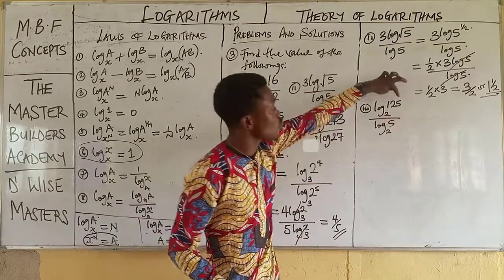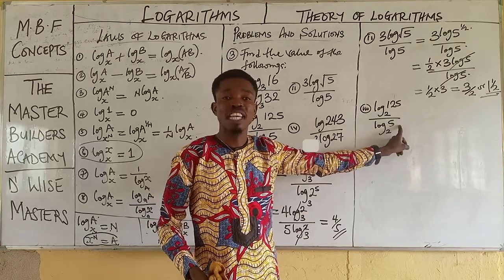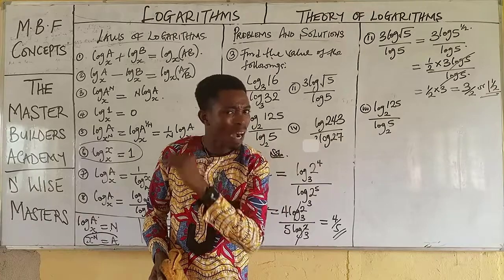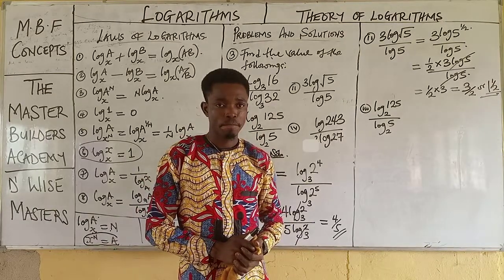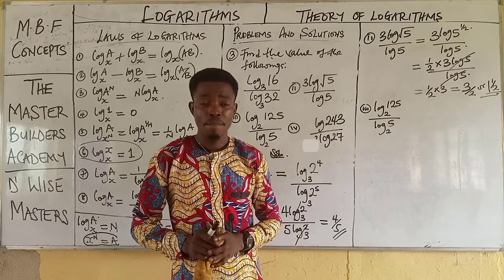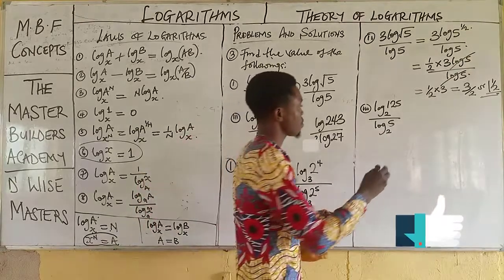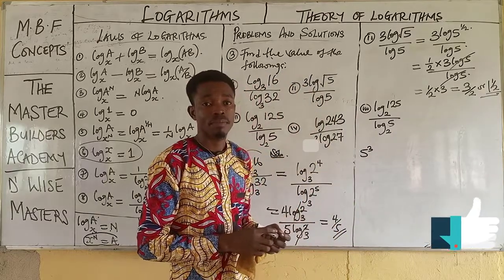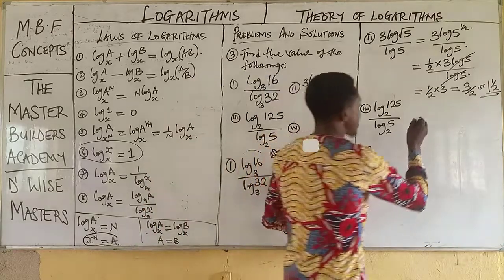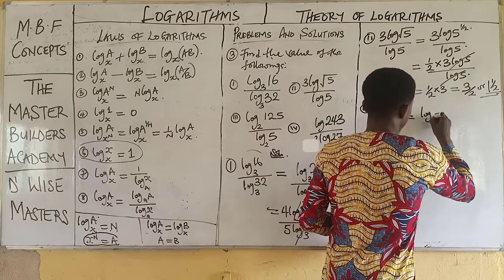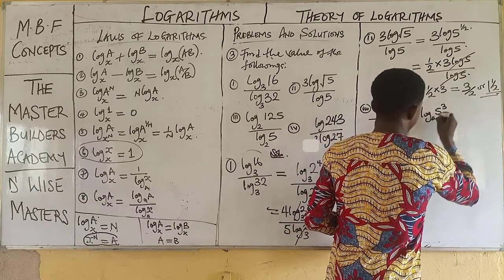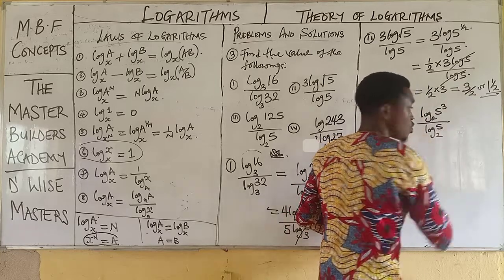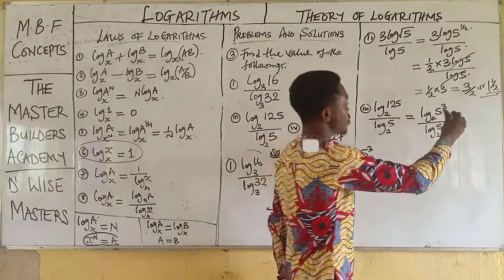So all I need to do now is to just reduce 25 to a base of 5. And 125 is the same thing as 5 raised to the power of 3. So, automatically, this will have given us log 2, 5 raised to the power of 3, all over log 2, log 5 base 2. Now, log 5 base 2.